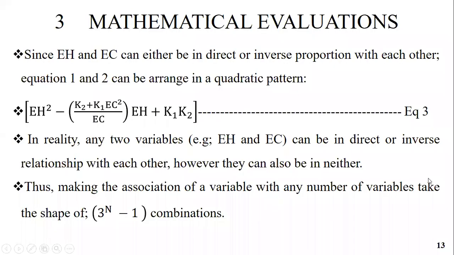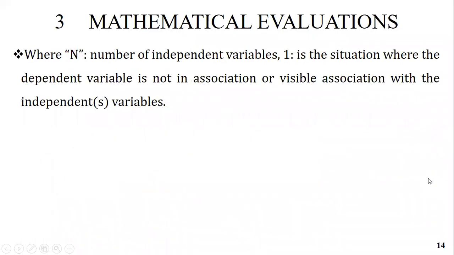And in the same way, no matter the number of variables, it will always have the shape of 3 power n minus 1 possibilities, where n is the number of independent variables. One is the situation where the independent variable is not in association, or visible association, with the other variables.